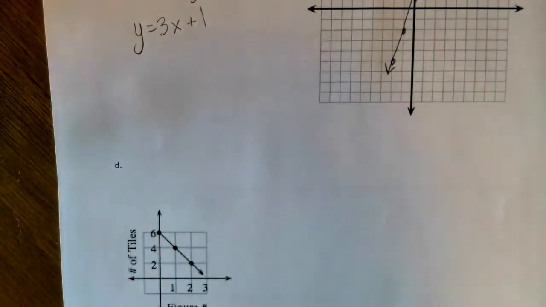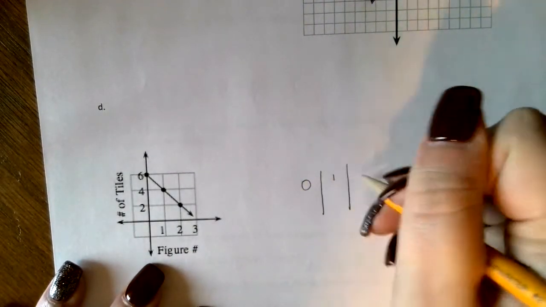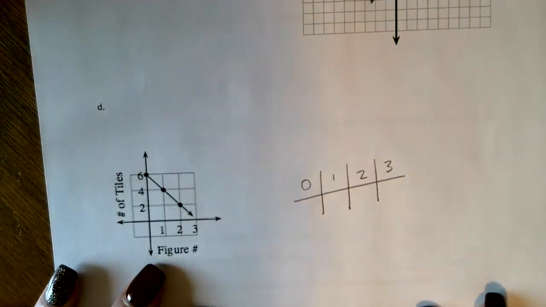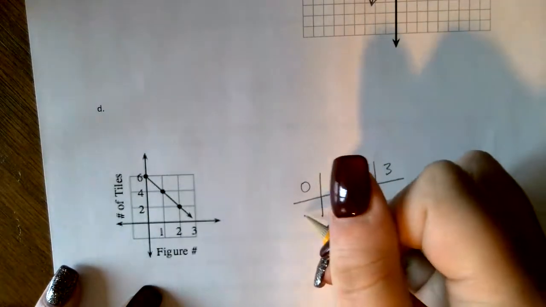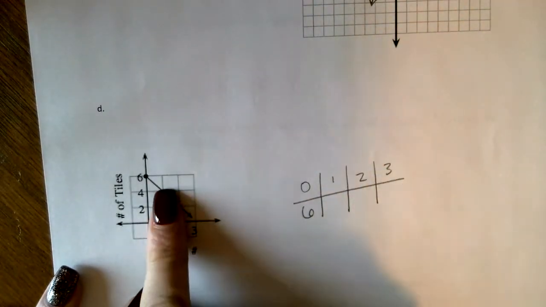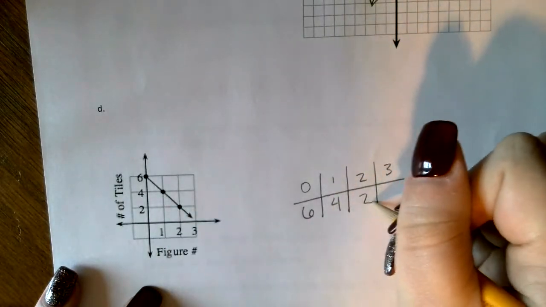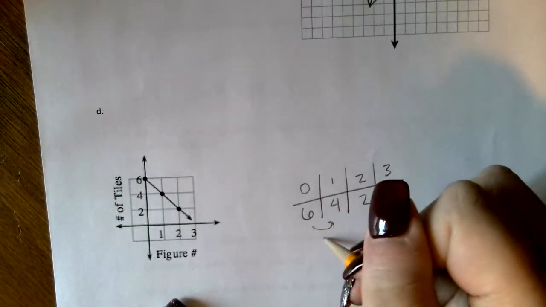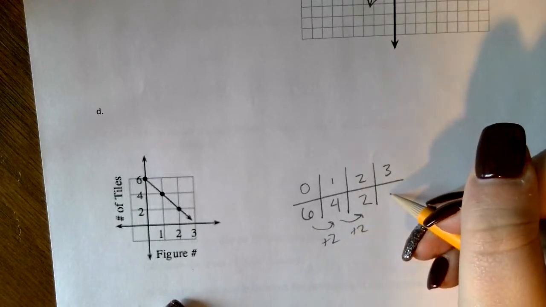One more here. We have letter D. We're given a graph. We have to create a table and a rule. That's kind of nice to not have to graph it, right? All right, so there's my little XY table. I can see that 0 matches up with 6. 1 matches up with 4. 2 matches with 2. I could figure out 3, right? It doesn't show me 3, but I can see that I'm adding 2, right, every time.